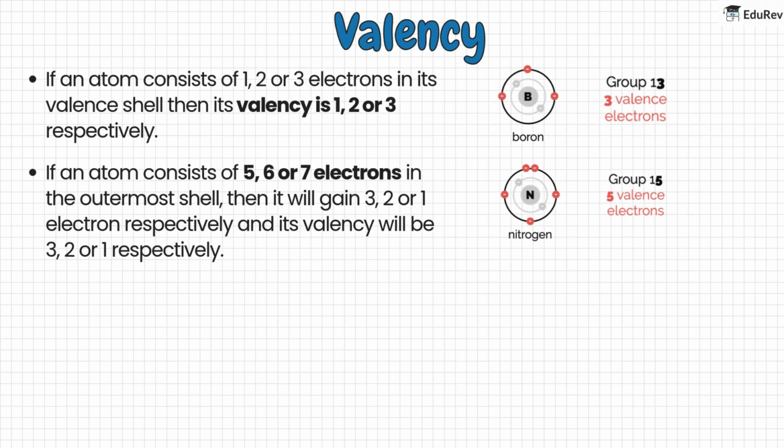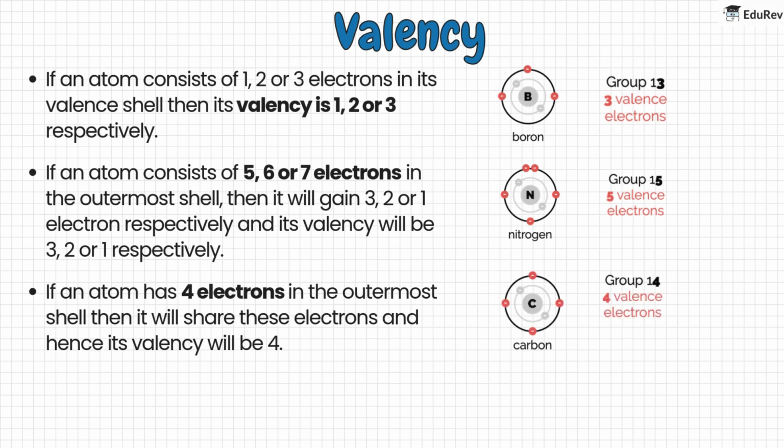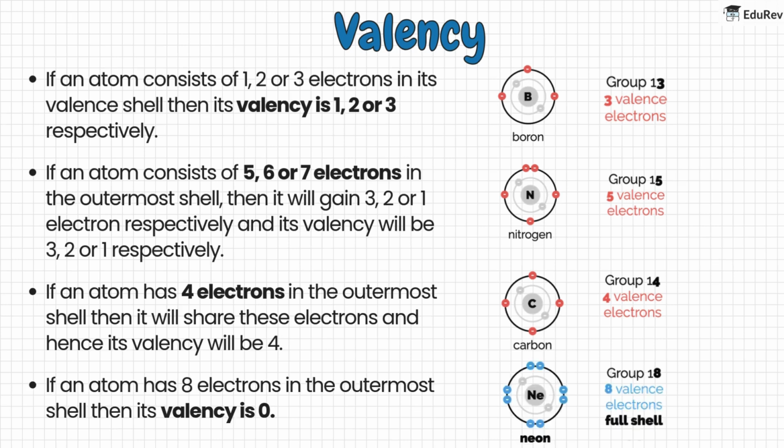If an atom has 4 electrons in the outermost shell, then it will share these electrons and hence its valency will be 4. If an atom has 8 electrons in the outermost shell, then its valency is 0.